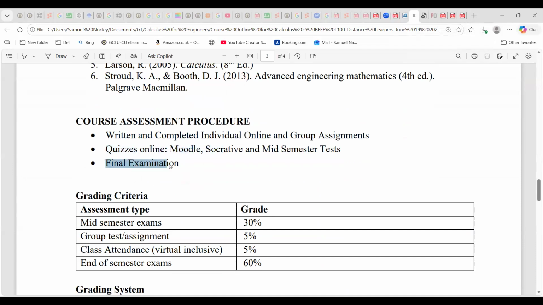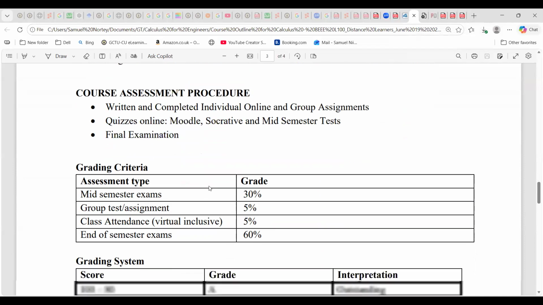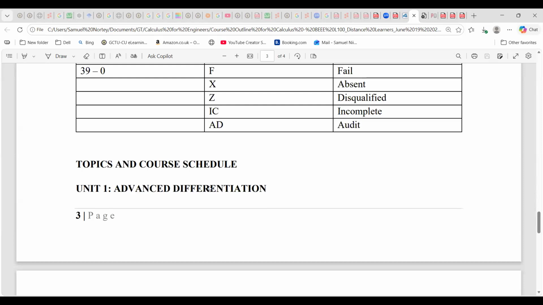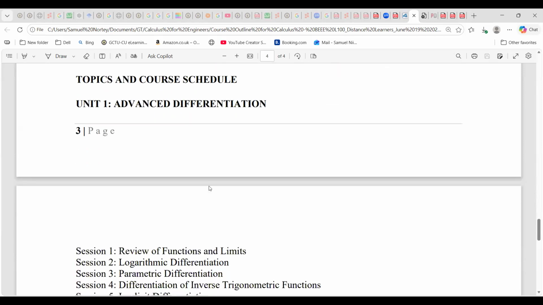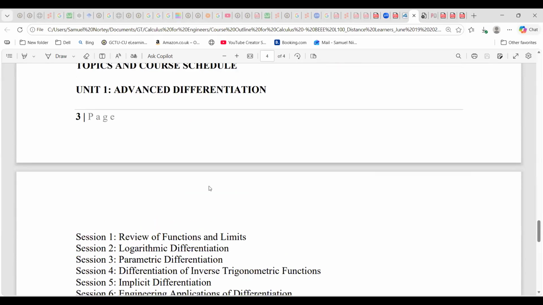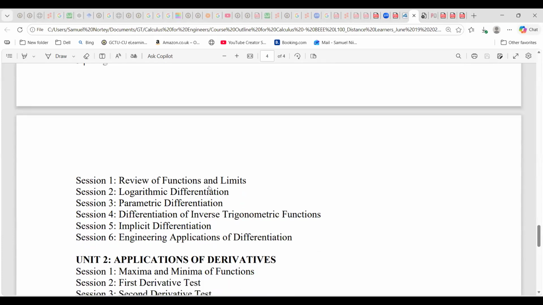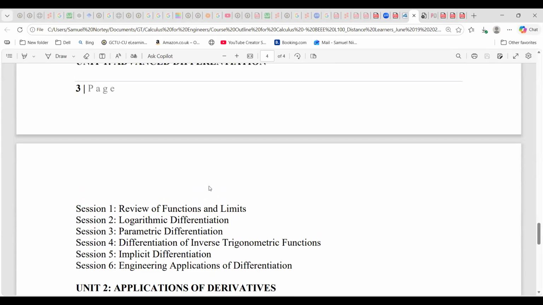And then the final exams, okay? And then the grading criteria too is being repeated here. The topics for each week have been designed in the form of a module form. So every unit and what we are supposed to look at. So unit 1, we are supposed to look at review of functions and limits, logarithm functions, parametric and differentiation, all the way up to some application to differentiation.